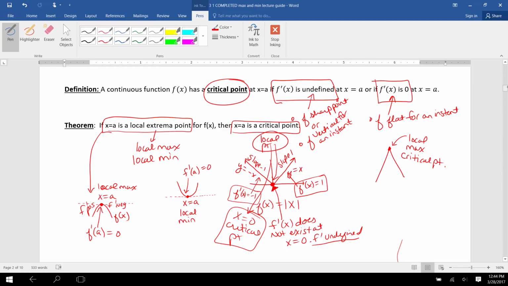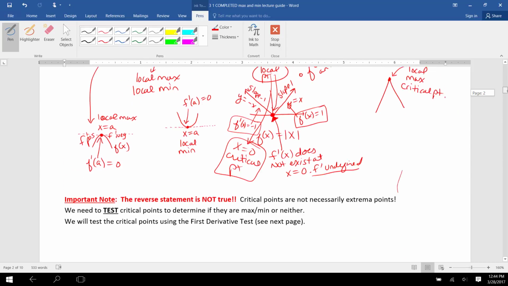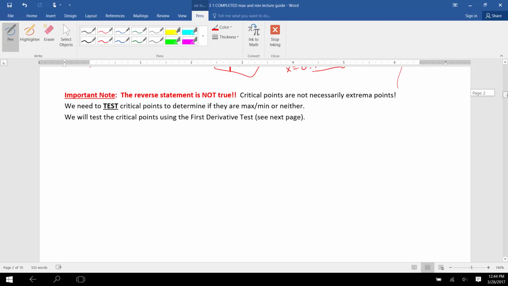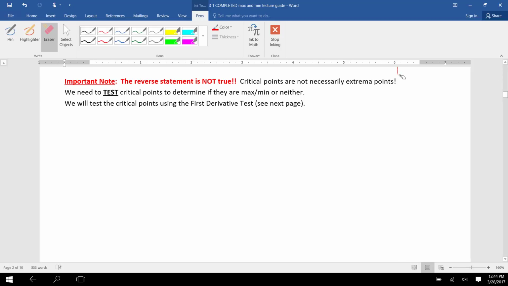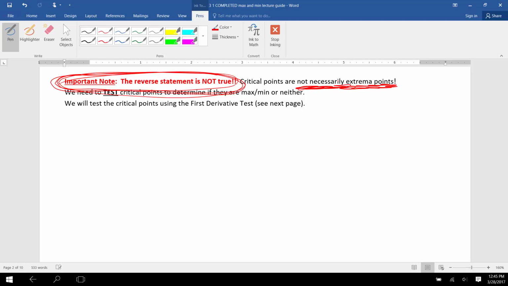All right, so this theorem is just reminding us if you have a local max or a local min, you are guaranteed that it is a critical point. The reverse is not true. This is extremely important, and really the entire reason that we're going to be spending the next few days working on the first derivative test. If you have a critical point, it is not necessarily an extrema point. Critical points are not necessarily maxes and mins. So when we find critical points, you're going to have to test to see if they are maxes and mins.